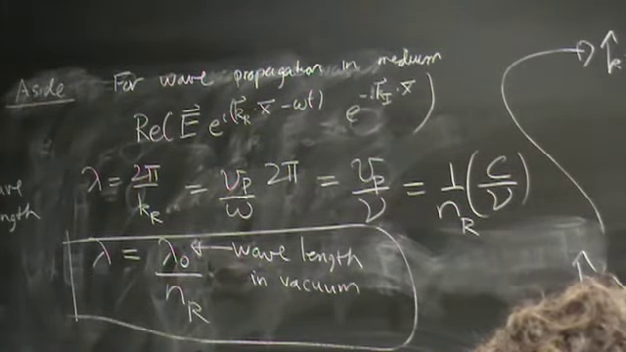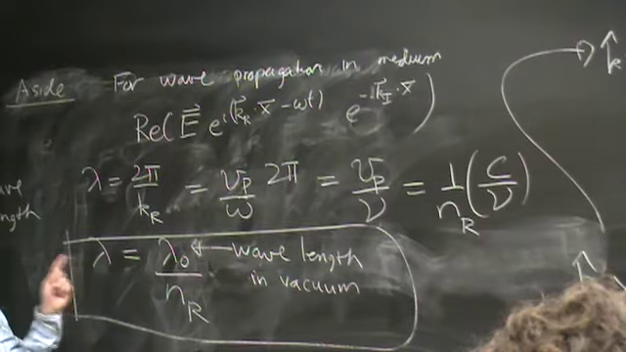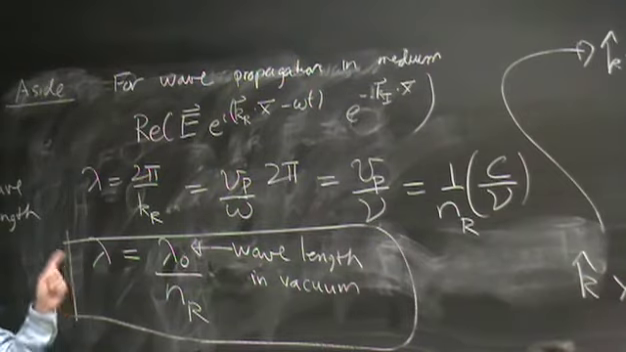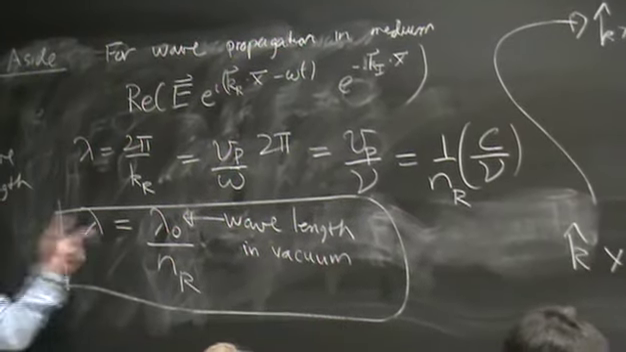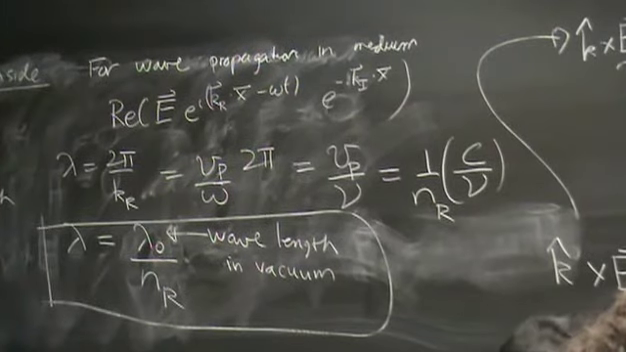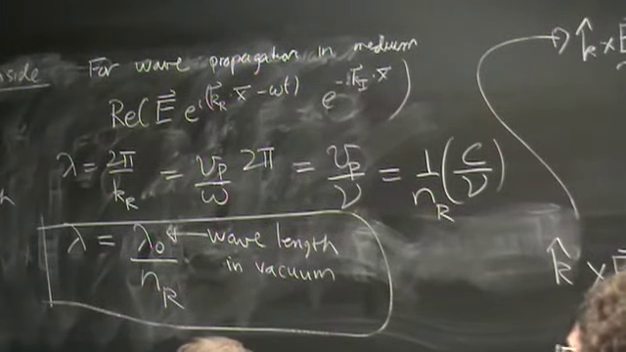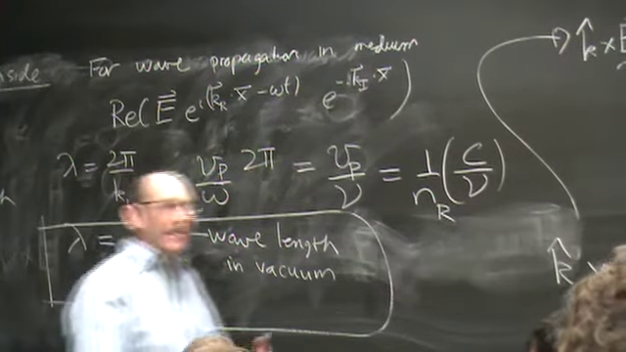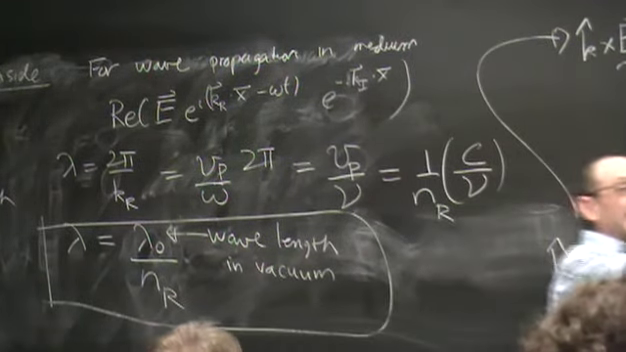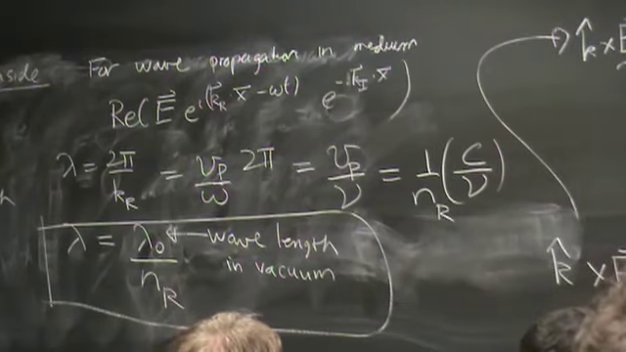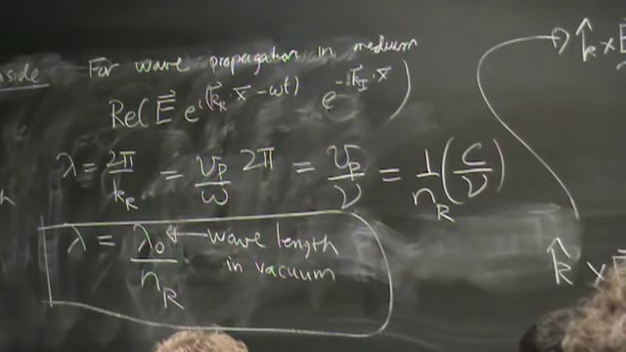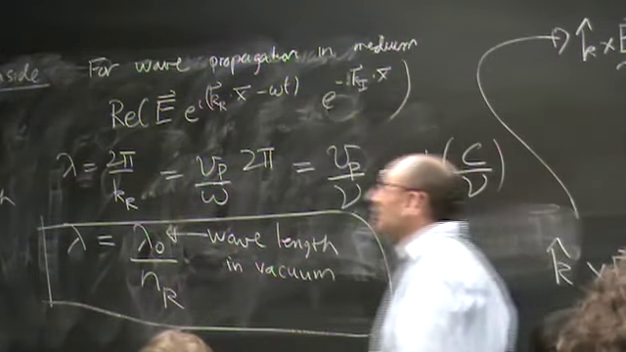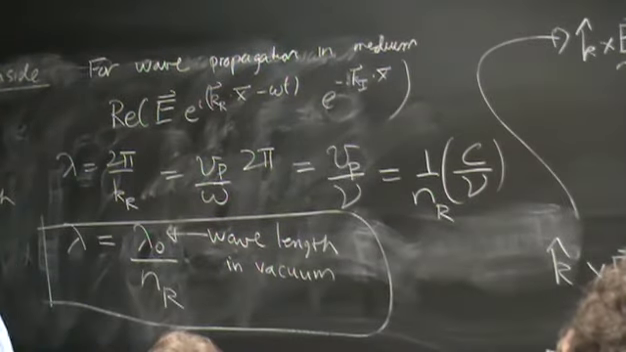Now one point here to emphasize is that the wavelength changes, but the frequency doesn't. If I have blue light and I don't have any kind of frequency conversion, I have linear response, it's blue inside the medium too. So why is it that the wavelength changes, but the frequency doesn't?